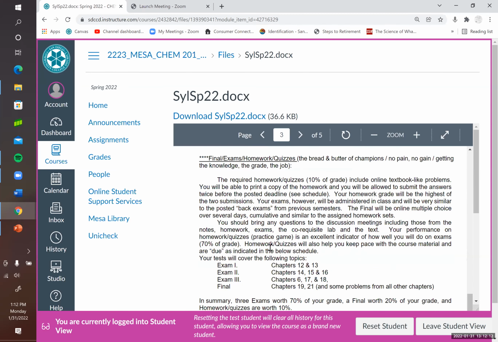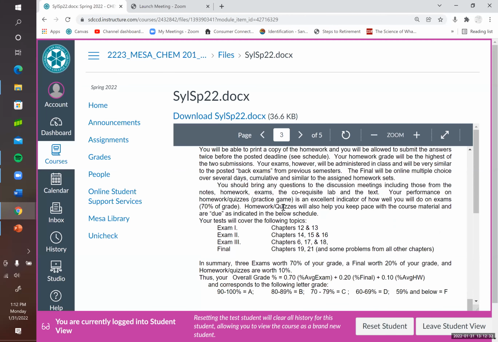All right. What else do we have here? A little blurb on your final, the homework and your quizzes, how they go into your grade. 10% for those homework is going to go into your grade. 70% for 3 exams, and the final is worth 20%. So the equation for the overall grade is weighted. So you have 70% of your overall grade comes from your average exam grades, and that's the 3 exams, exam 1, 2, and 3.